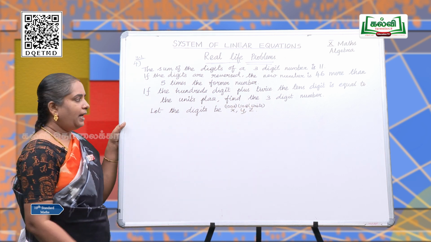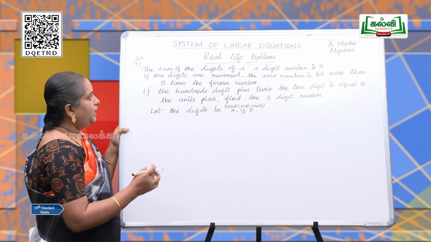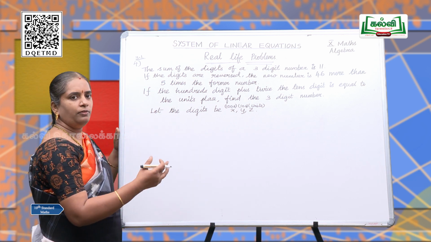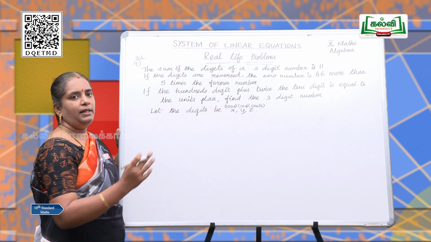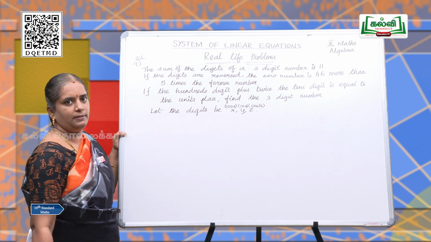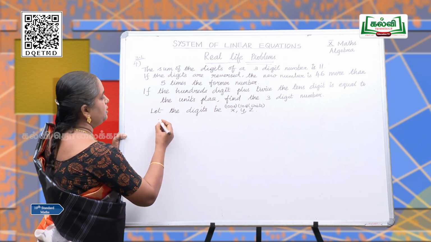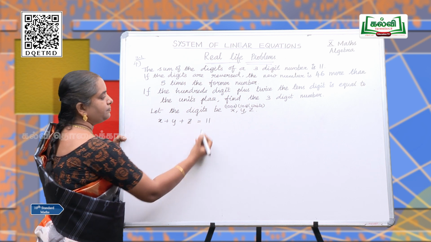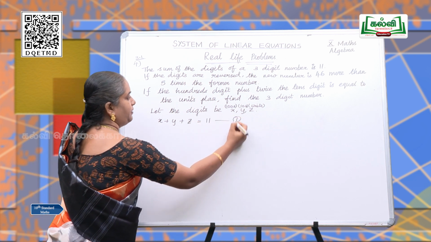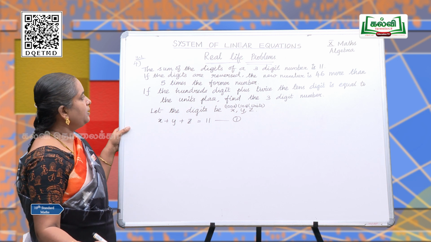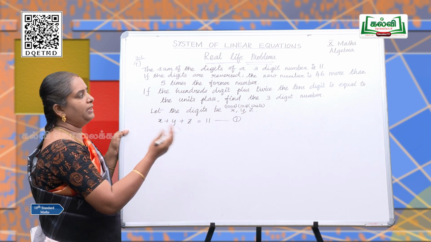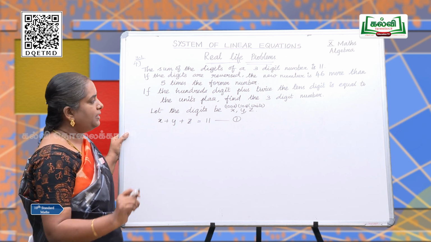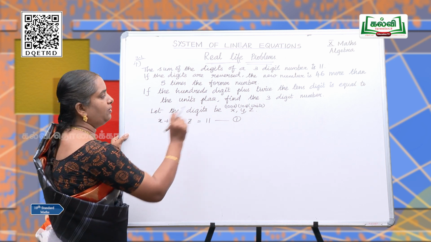we can have these 3 digits, and the sum of the digits is 11. We have to frame equations using these statements. So, the sum of the digits, x plus y plus z is 11, is taken as our first equation. Next statement: if the digits are reversed, the new number is... What happens if the digits are reversed? First, what is the value of this particular number?